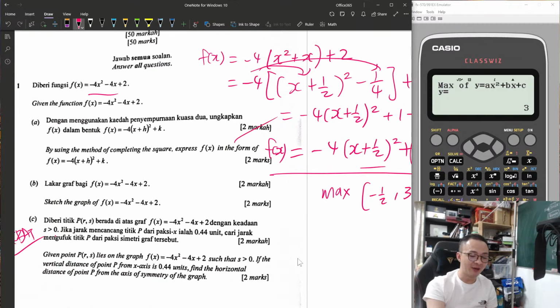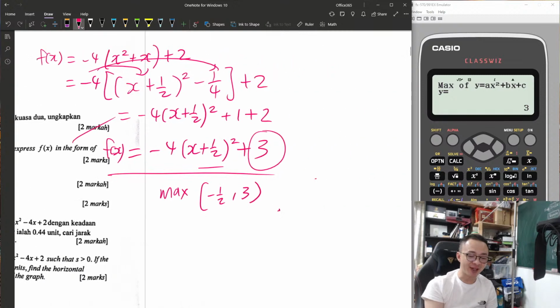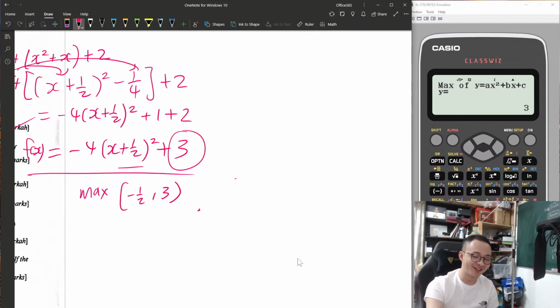Alright, I'm done with part A, 2 marks, very easy. Part B asks me to sketch. Yeah, I'm very good in sketching graphs as well. So you just draw the graph, y-axis. Or maybe I draw the thing that only adds the axis, also can. Yeah, you use any way you are familiar with, it doesn't matter. Negative 1 over 2, 3.